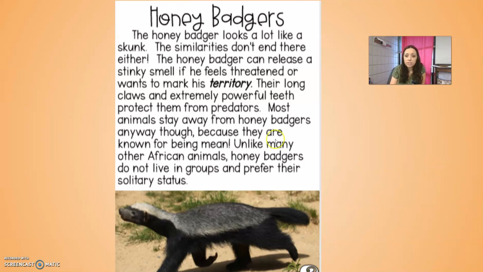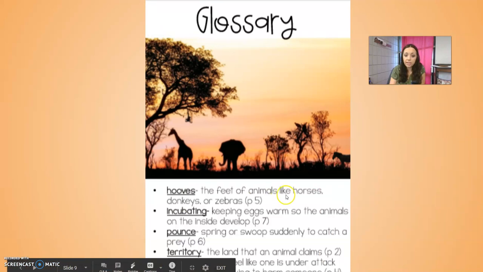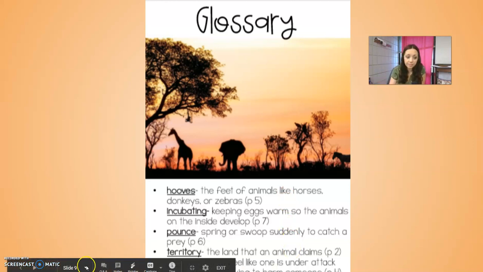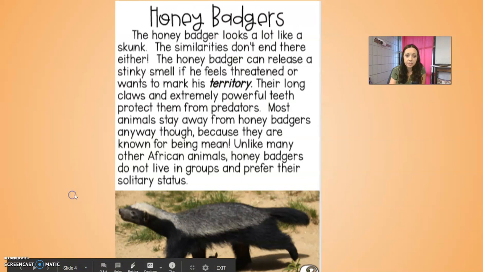So if you look, that word territory is in bold. So if I flip all the way to the glossary, it would tell me territory is the land that an animal claims. So they think this is their space and they're going to fight for that space. Let's go back to slide 4.